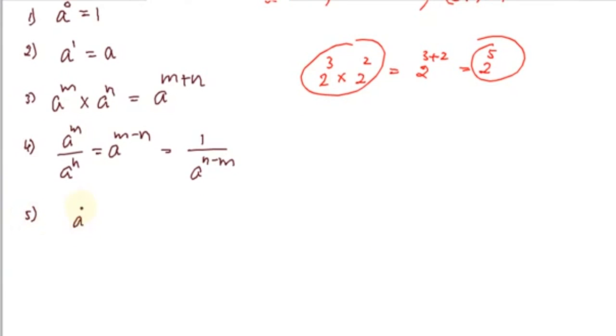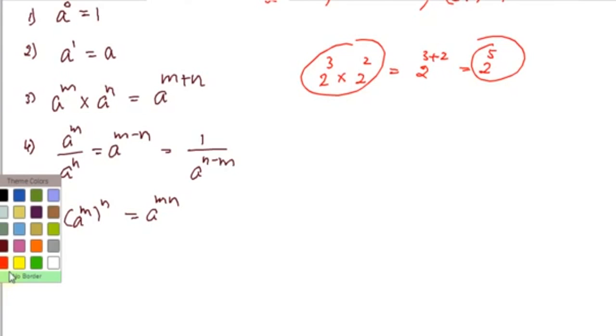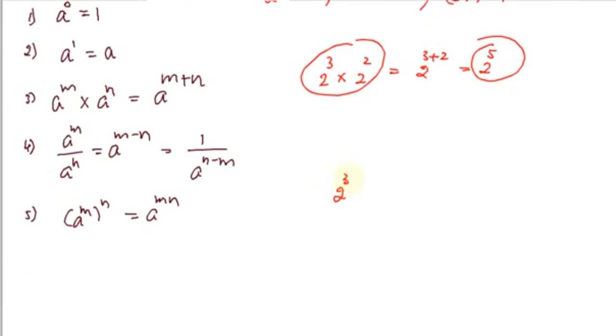(a to the power m) whole to the power n is equal to a to the power m into n. In this formula, m is the power for a, and again n is the power for the overall a to the power m. With the same base a, m is the power and n is the power, then we multiply m into n. If we take an example, (2 to the power 3) whole to the power 4, we can write 2 to the power 3 into 4, that is 2 to the power 12. So these both are equal.